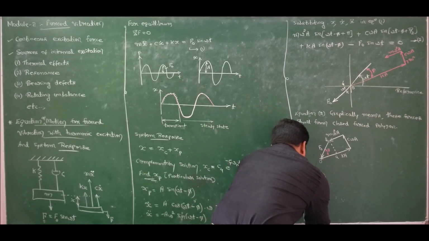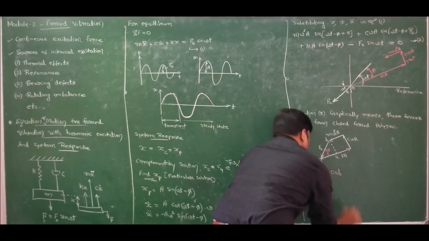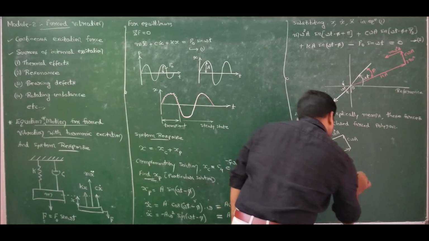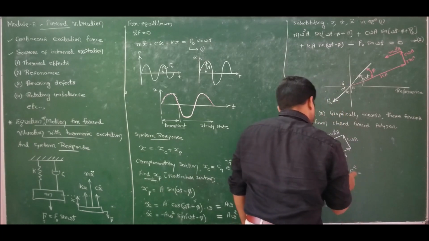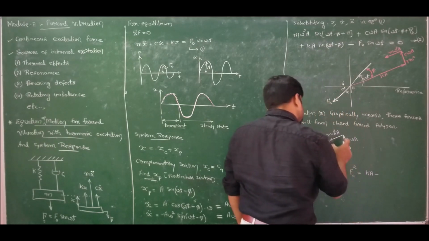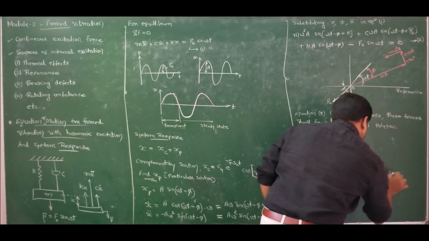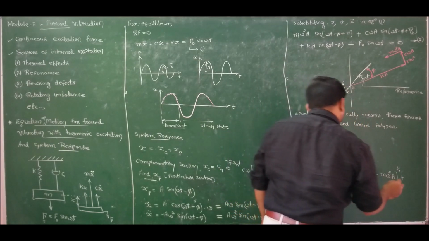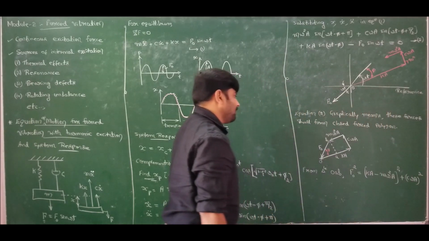From triangle OAB, I can write the force F naught square as: this overall length is Ka minus this distance m omega square A, whole square. Hypotenuse square is equal to adjacent square plus opposite square, that is plus C omega A whole square, correct?